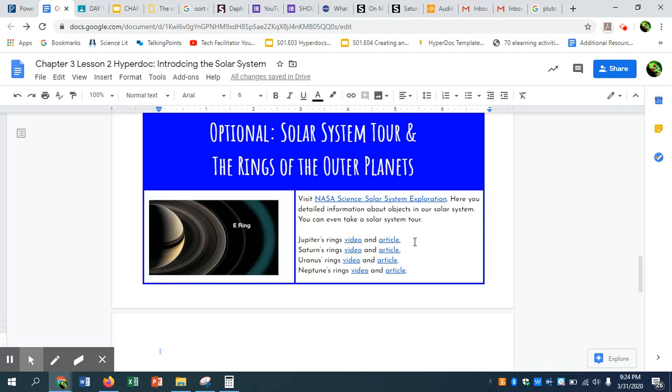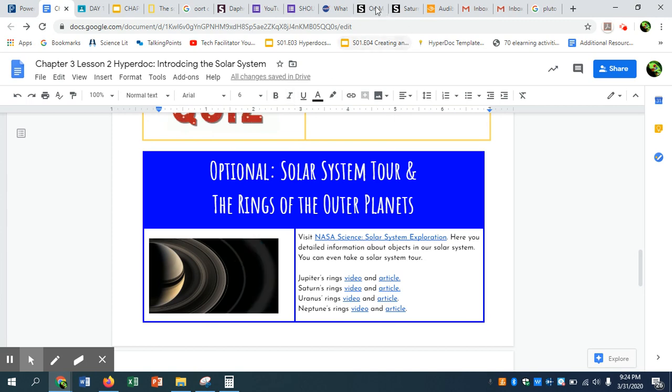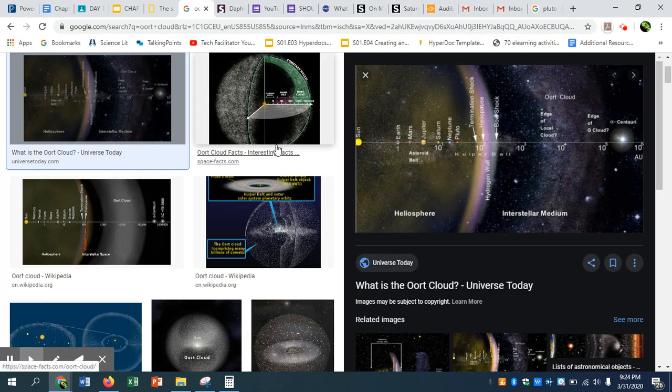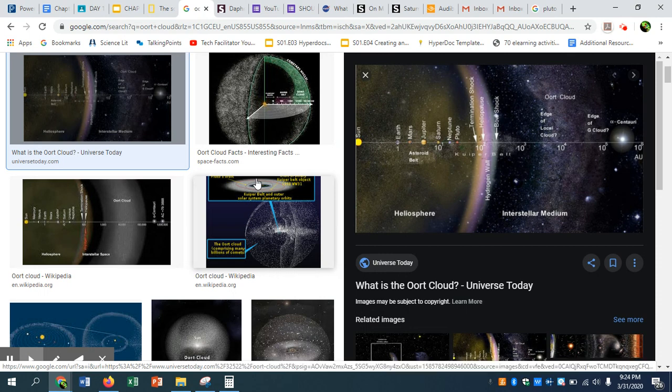The one thing I meant to tell you about was, let's see if I can find, oh, here it is. Okay, the Oort cloud. Okay, so the furthest out our solar system goes is to something called the Oort cloud. And it's this cloud of planetesimals, of just this debris that's out there.